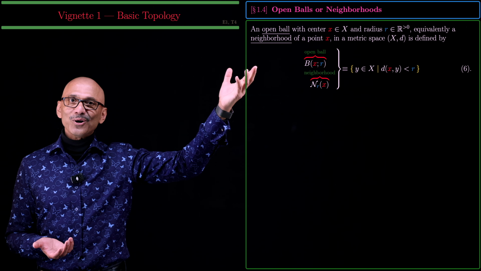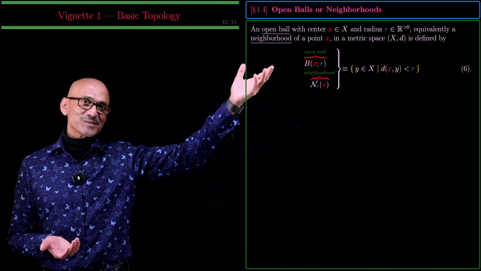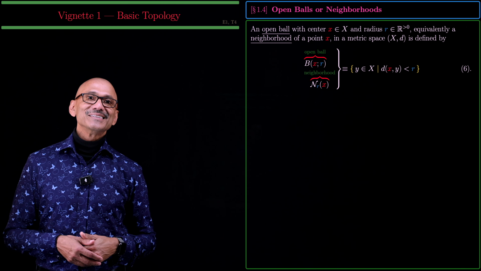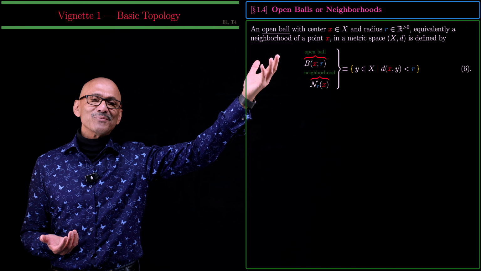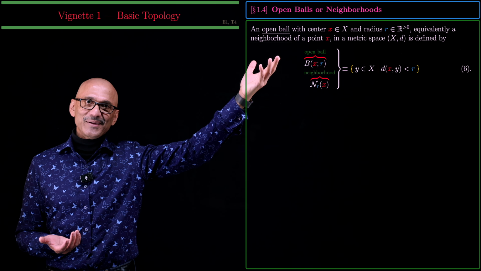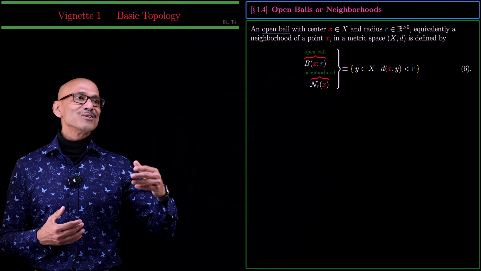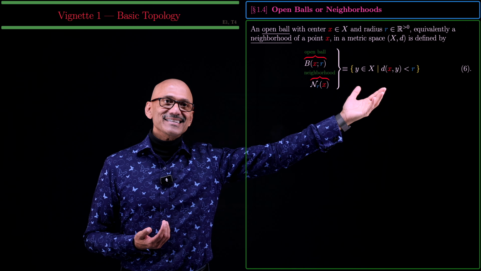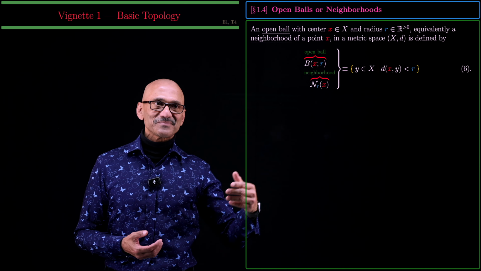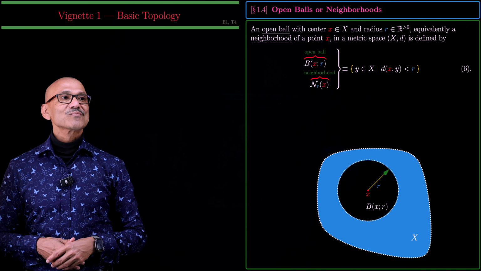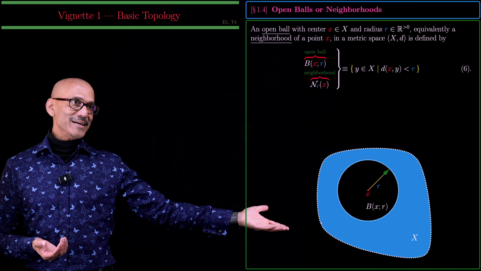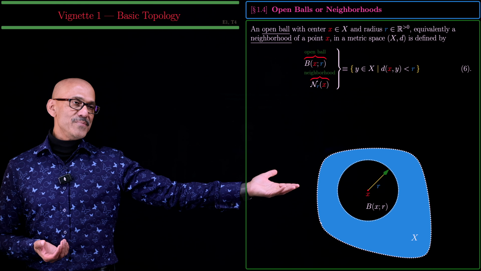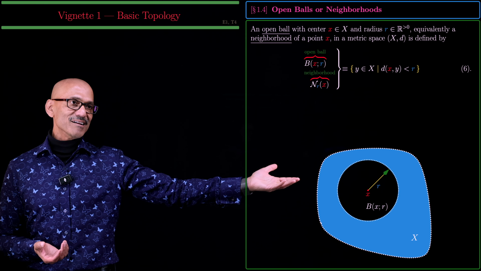An open ball with center little x in metric space big X with radius r, a positive real number, equivalently the r-neighborhood of a point little x in metric space big X, is defined as all those points y in X that are at a distance less than r from x. Diagrammatically, here you have metric space big X in blue and open ball B with center x and radius r in black.